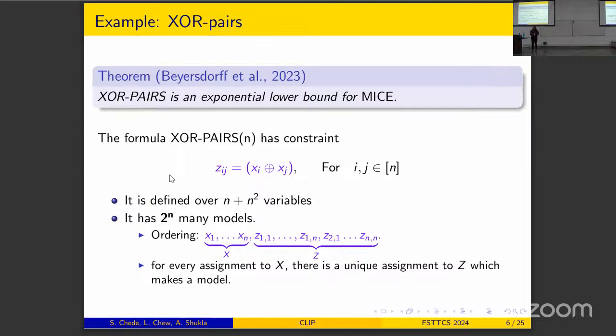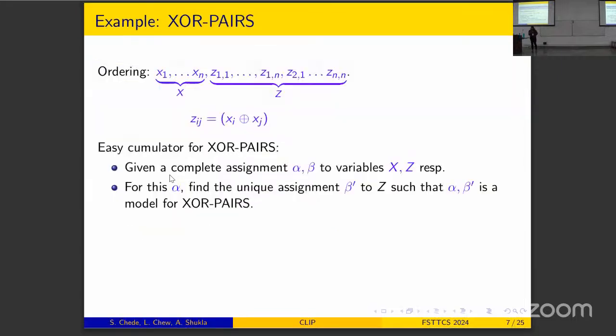Now, this seems a very simple problem. The counter can also be simple for this. What you need to do is, let's say someone gave you a complete assignment, alpha, comma, beta, for x and z respectively. Then you will take this alpha and find out the XOR equivalent beta prime that would have been a model.